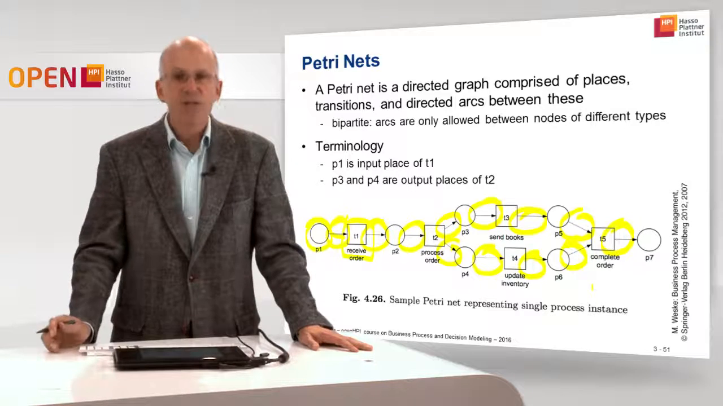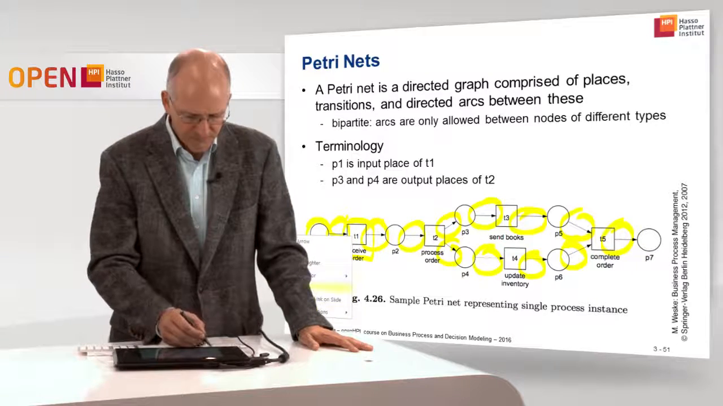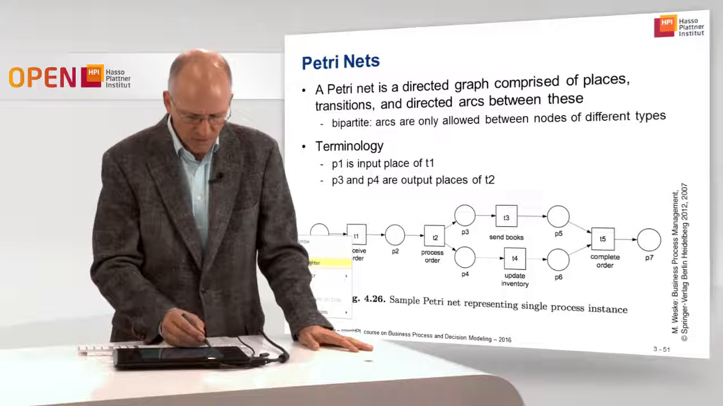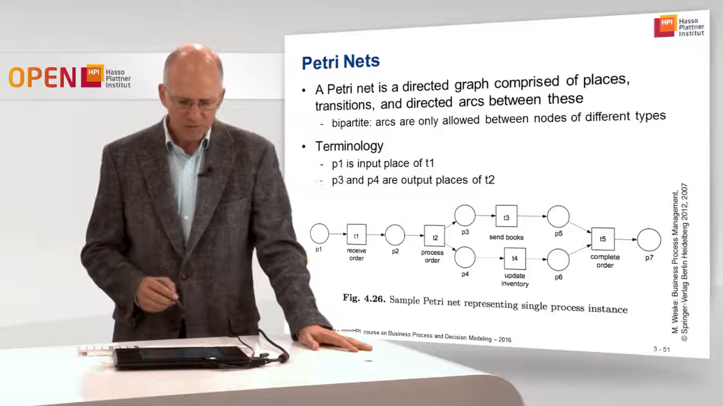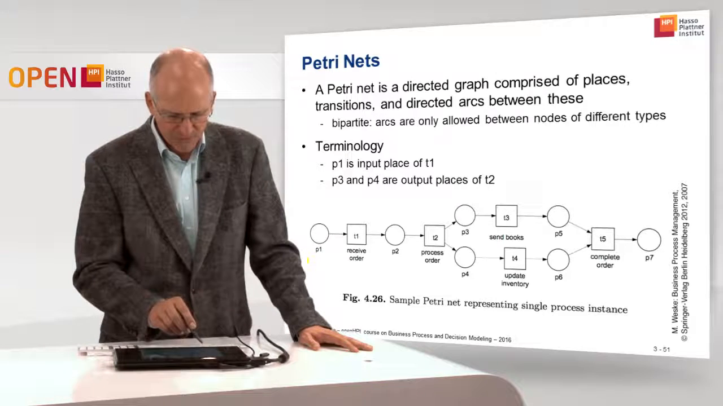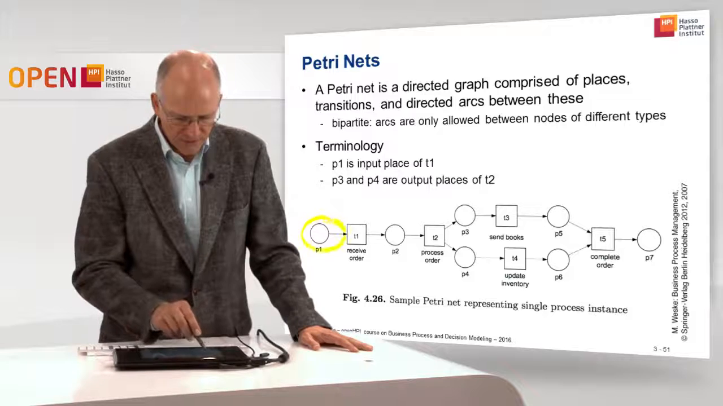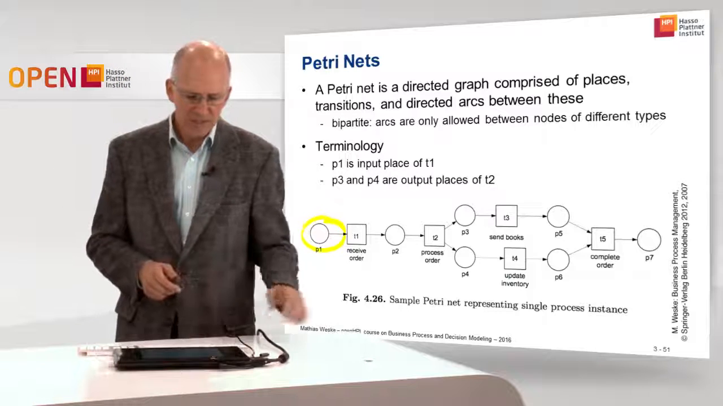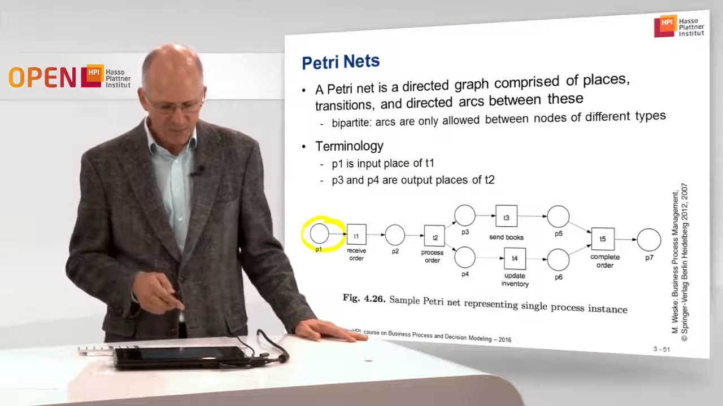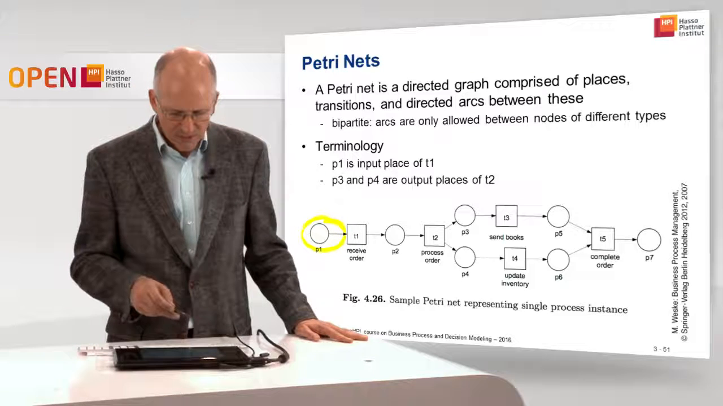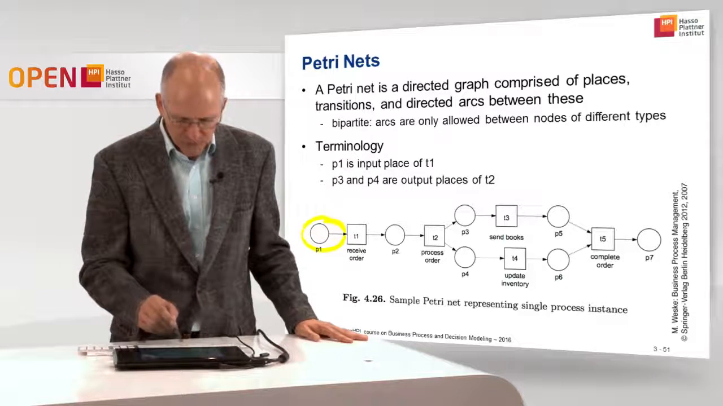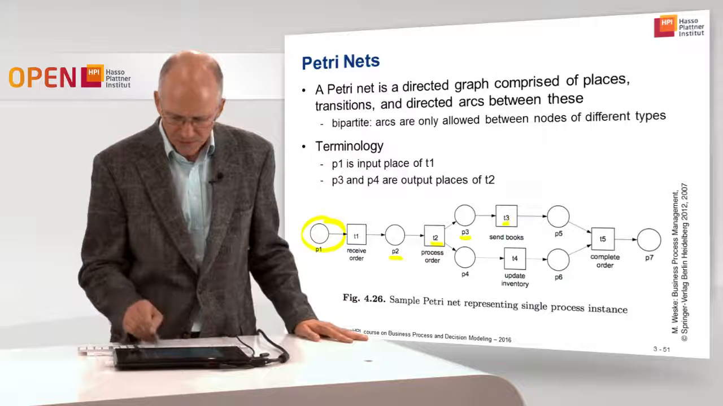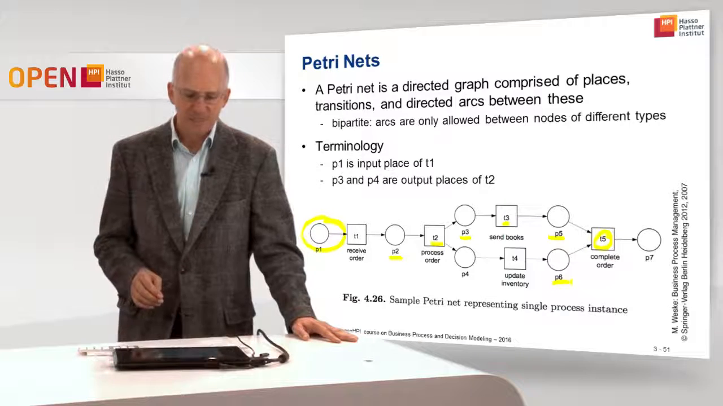We need to introduce the terminology of an input place and an output place. First of all, P1 is the input place for T1, so T1 is transition 1, and the set of all places that have arcs that come into this transition is the set of input places. So P1 is the input place of T1. P2 is an input place of T2. P3 is the input place of T3. T5 has two input places, namely P5 and P6. So that's the concept of an input place.